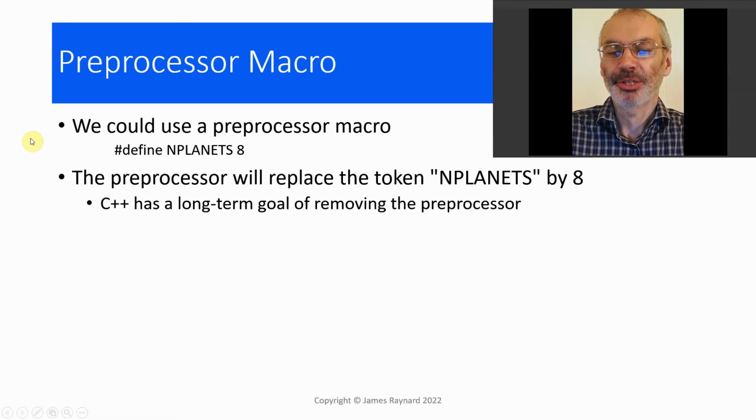Instead people seem to use preprocessor macros. So hash define n planets 8, and then the preprocessor will go through the code and replace the token n planets by the token 8. The preprocessor is pretty horrible. There are lots of issues, things like operator precedence, multiple evaluations of side effects and so on. And C++ is gradually going through and trying to remove the preprocessor. And quite honestly, I think it should have gone years ago. But anyway.